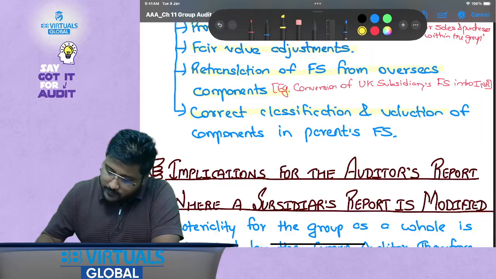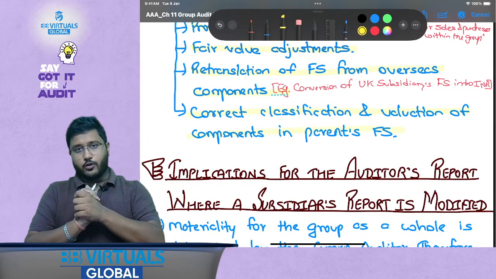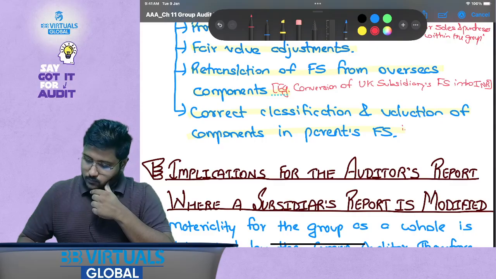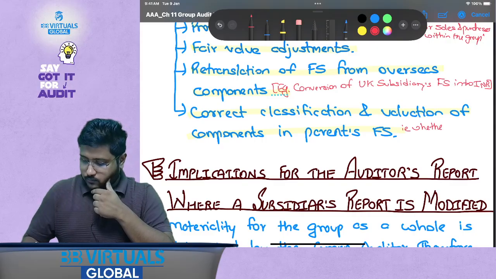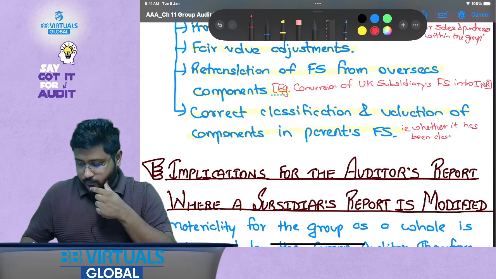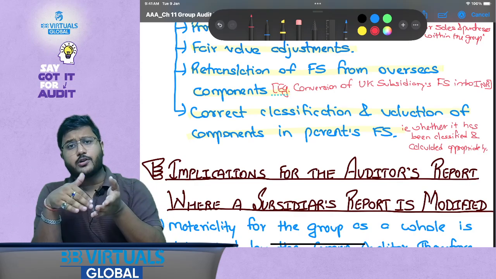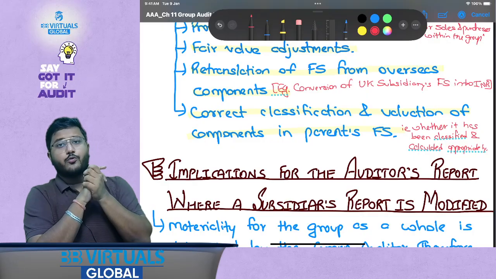Now correct classification and valuation of components in parent's FS. Correct classification and valuation of components, that is whether it has been classified and calculated appropriately or not. That is, if it is a long term asset, whether it is classified in a long term, whether it is a short term, so it is classified in the short term, and what is the level of amount.